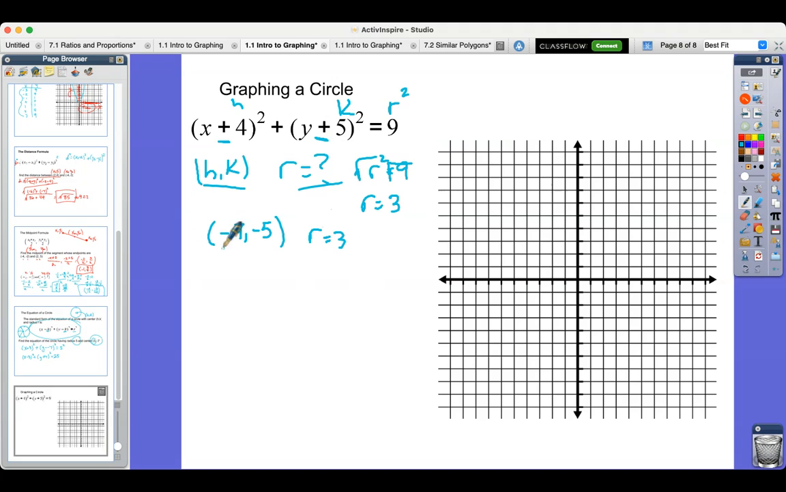So we start with our center. Let's graph that. So negative 4, 1, 2, 3, 4, and then negative 5 on y down, 1, 2, 3, 4, 5. Okay, so that's my center. From there, the best way to graph these is to do your radius. Radius up, 1, 2, 3. Radius down, 1, 2, 3. Radius left, 1, 2, 3, and radius right, 1, 2, 3. And then just do your best to make a nice little circle.